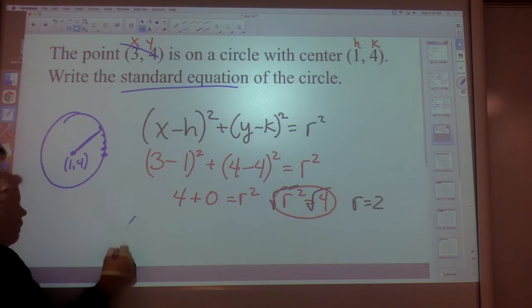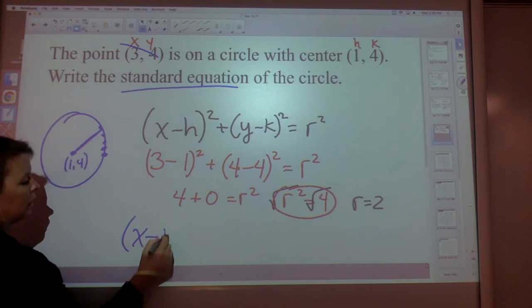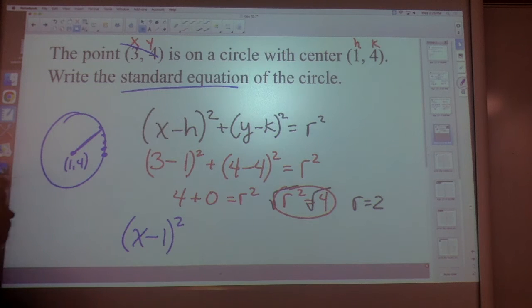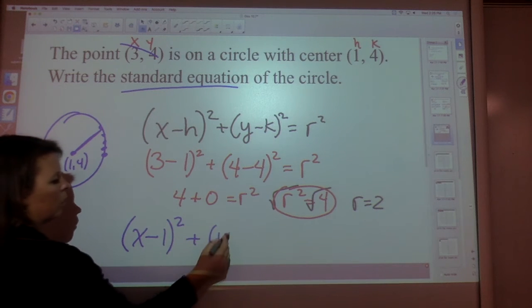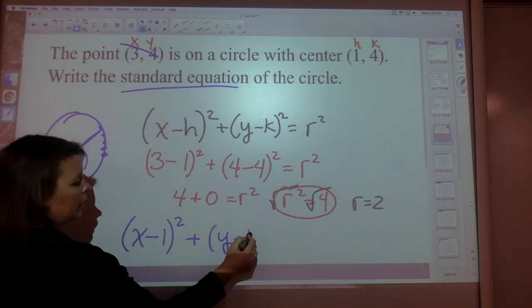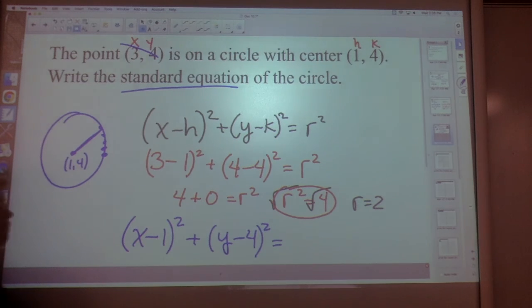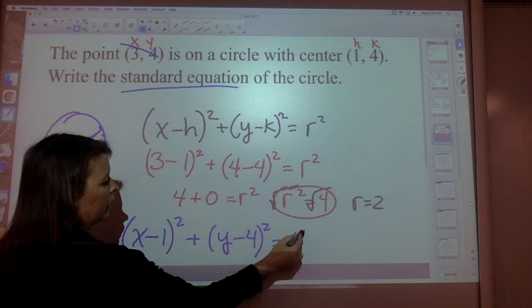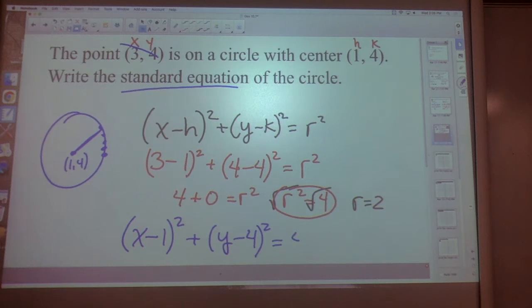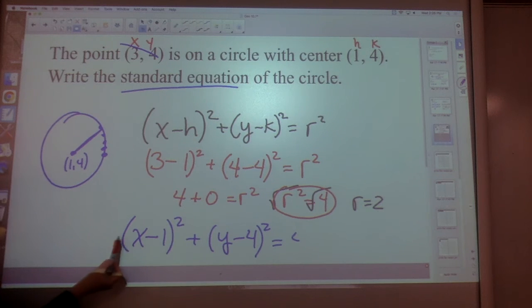With a radius. So we go back to x. Any x will work. Minus, but we do need the center. (x minus 1) squared, plus (y minus k), k in this case is 4, squared, equals radius squared, and again our radius squared is 4. So now we're back to the equation of a circle in standard form.